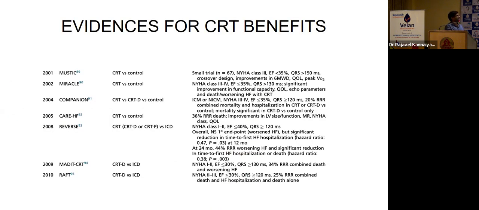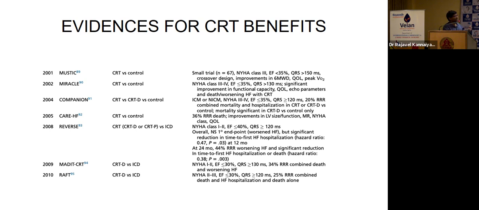So what is the evidence for CRT benefit? It starts in 2001, the MUSTIC trial, a small trial which included EF less than 35% and QRS more than 150 milliseconds. It shows there is always improvement with CRT in addition to guideline directed medical therapy. Subsequently there are Miracle, Companion, CARE-HF, Reverse, MERIT-CRT and RAFT.